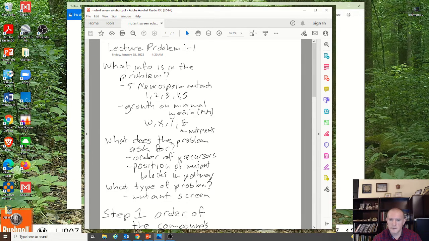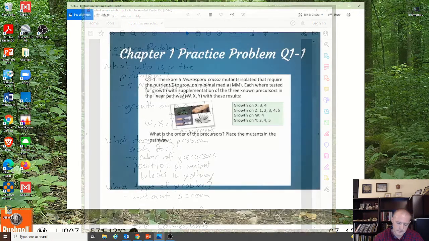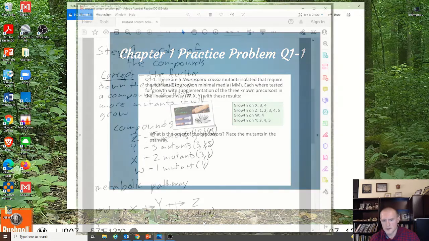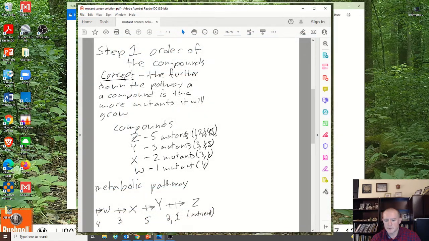So those first two things are going to allow you to determine which type of problem it is, and from that you can then assess what approach you're going to use to solve it and break that down into steps. Okay, so this type of problem is a mutant screen. Now that we know it's a mutant screen, we have to break down how we do our answer based on the order of the appropriate way to get to the solution, right?